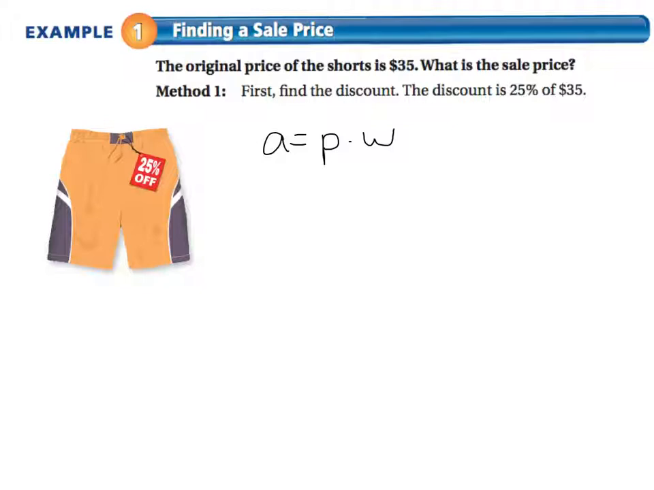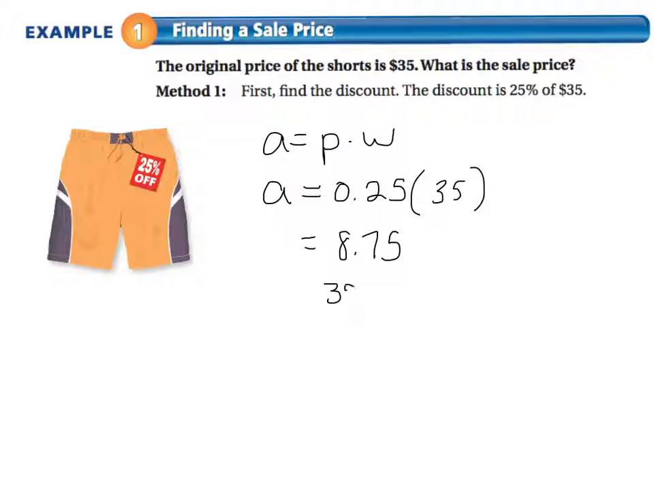So we want to find the discount. Well, the discount is how much out of the whole, so that's the part. So percent is 25%. Whole would be what? It'd be 35. So basically all you're doing is taking 25% of 35. That equals 8.75. Now what is that? That is the actual discount. So we know that if we subtract then 35 bucks minus 8.75, we would get a sale price of what?